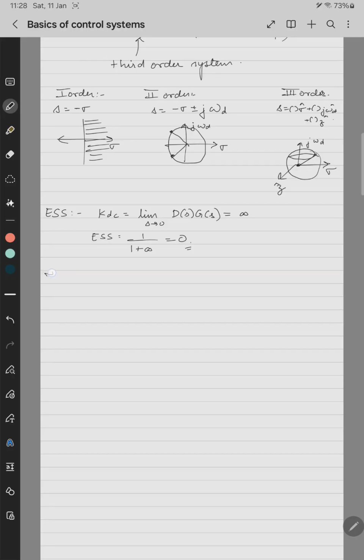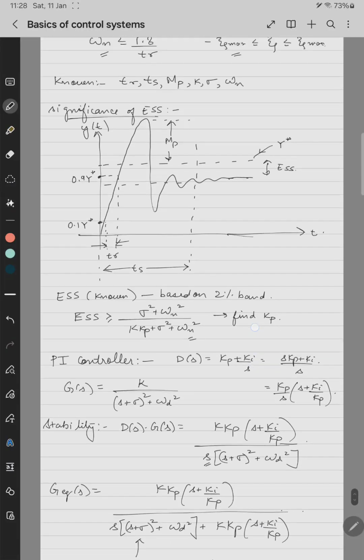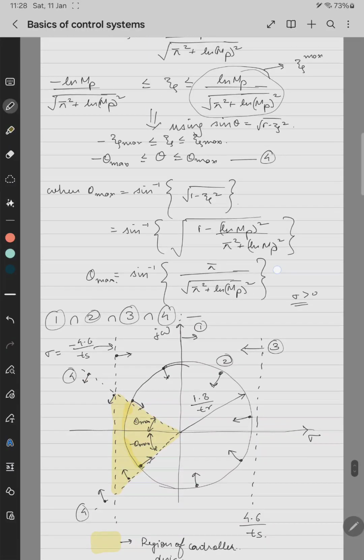Then comes the transients. Transients again same. I'll just copy paste here.